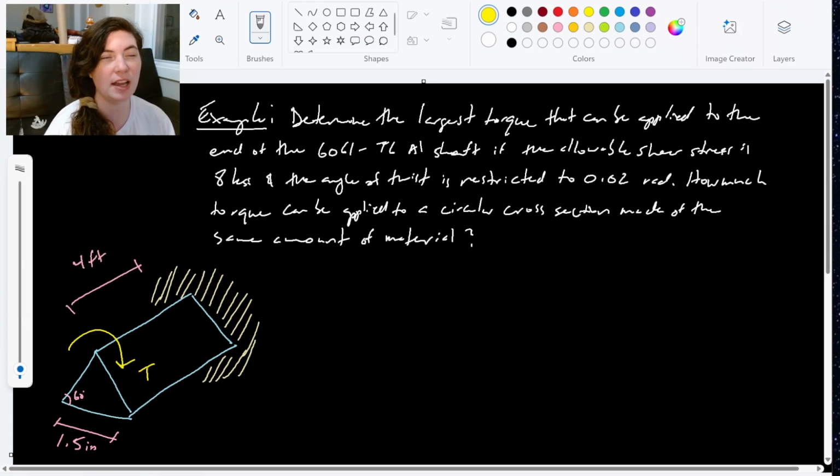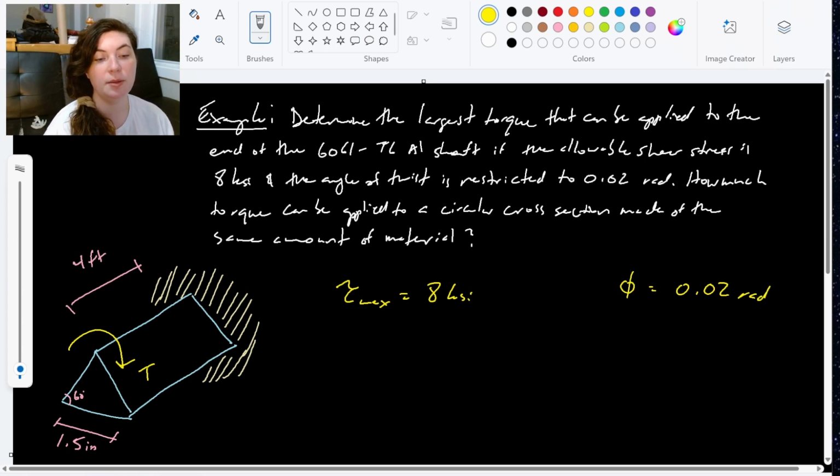So if instead of making it triangular shaped, let's make it circular shaped, how much torque could we get out of this exact same amount of material? So let's go ahead and find what our torque would be for this shaft given these restrictions. Our two restrictions here are a max shear stress of 8 ksi and an angle of twist max of 0.02 radians.